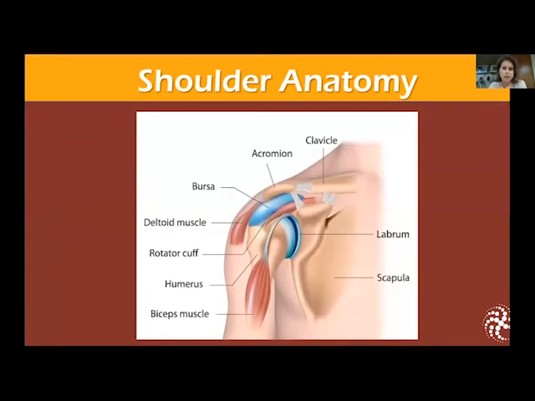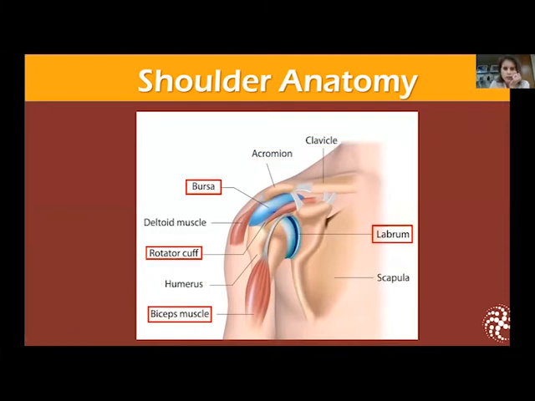So this is a right shoulder, and we're looking at the front of the right shoulder. The first things we talk about are the bones of the shoulder. We have here the scapula, which is the shoulder blade, the humerus, which is the arm bone, and those two together make the shoulder joint. Then we have the acromion, which is the top of the shoulder blade, and that forms the apex of your shoulder, that bony prominence that you feel on the outside of your shoulder. And of course, the clavicle, which is the collarbone.